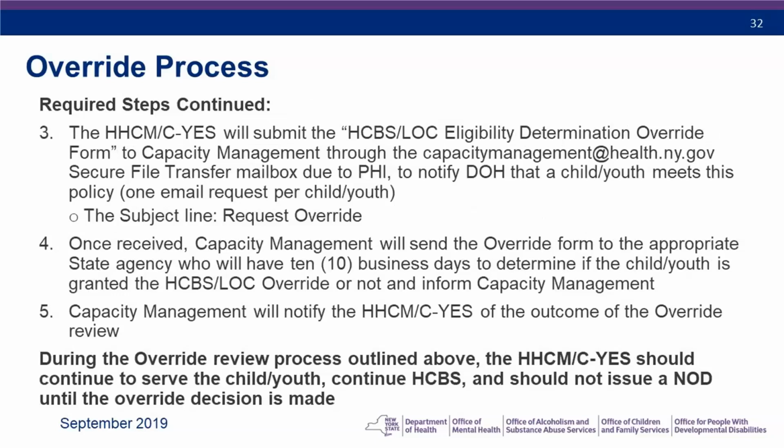You will send it through our secure file transfer because, you know, there's lots of PHI there. We ask that in the subject line you put request override or override, anything you want to say as long as the word override's there so that the person knows immediately that these are override cases that are being requested. And what happens here is the person here at VOH Capacity Management reviews those, and if the child came from a previous waiver, which they should have because they're a transitioning child, then we send those out to the respective agencies, whether that's OCFS, OPWDD, or OMH, and we ask them to review, and then they either grant the override or not.